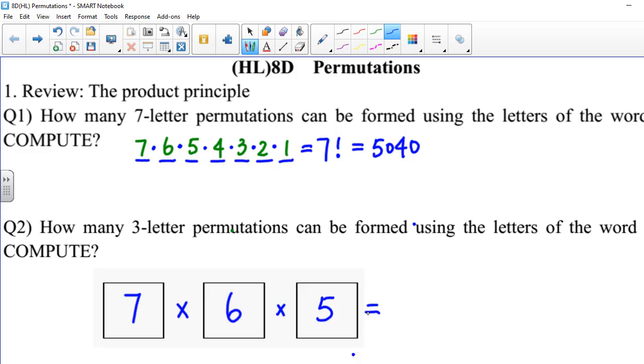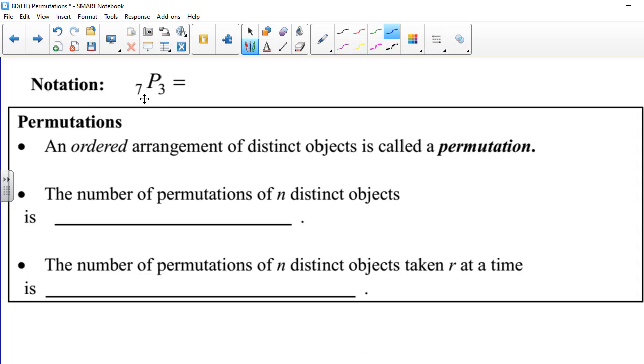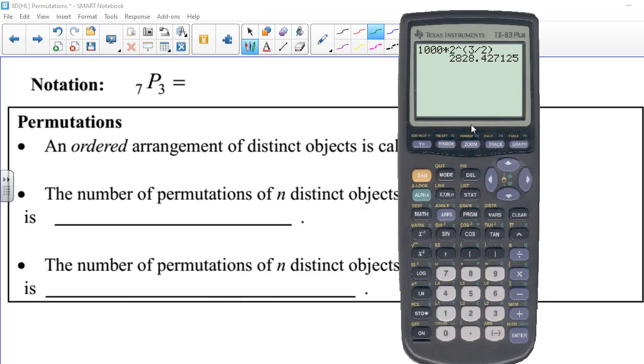7 times 6 times 5 is 210. Based on 8C, we also can rewrite this multiplication expression as 7 factorial divided by 4 factorial. We have a new notation, 7P3, for this question. So what is 7P3? 7P3, on the graphing calculator, we can use Math, the same section, Probability.